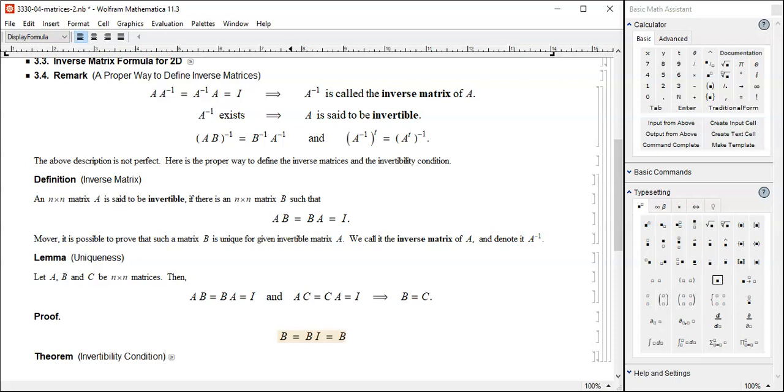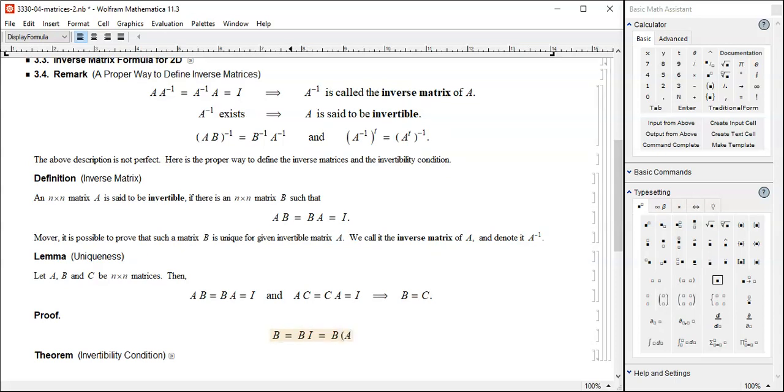And then what is I? It's AC, because we assumed this. But then again, we can apply the associative law. So we can group BA first, and then apply this. BA is equal to I, and I is the identity, so we get C. The consequence: B is equal to C.